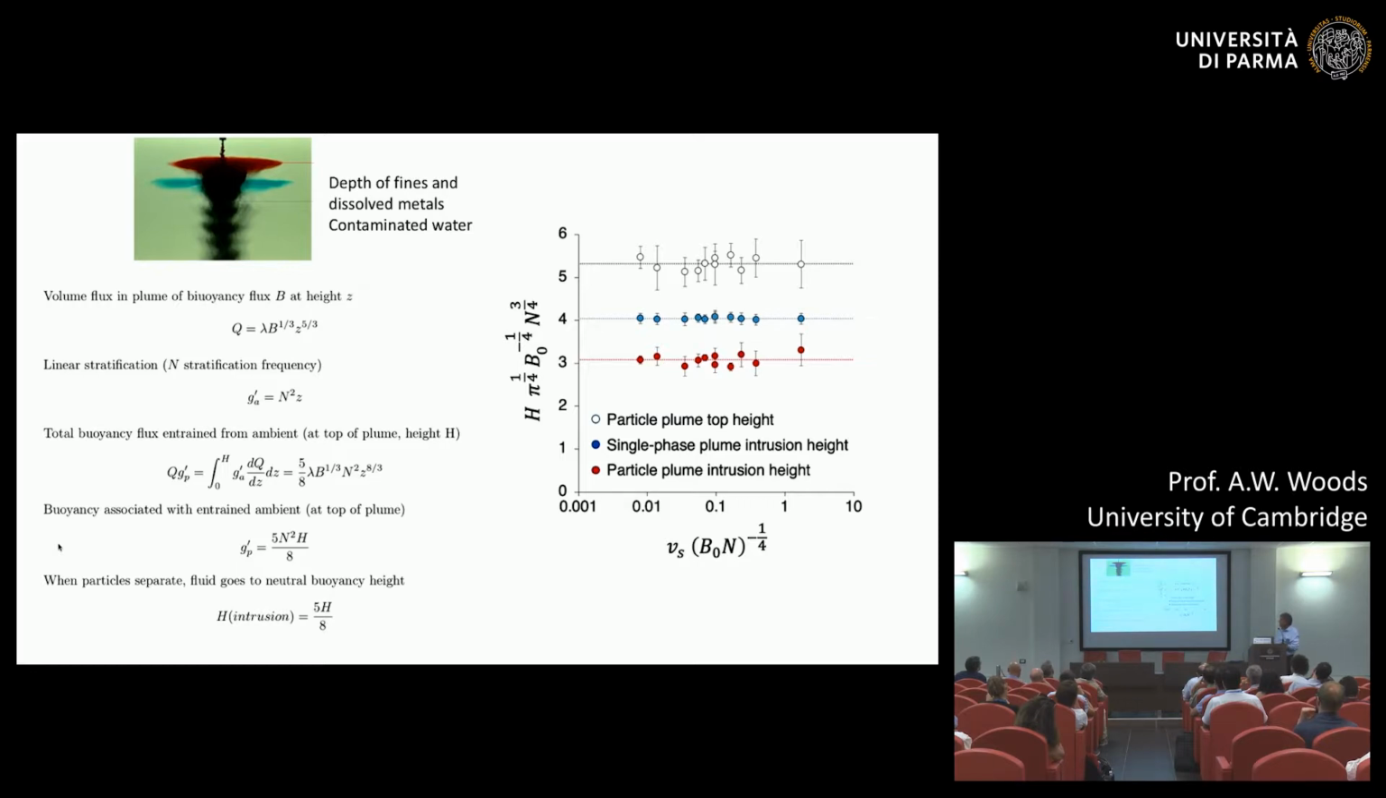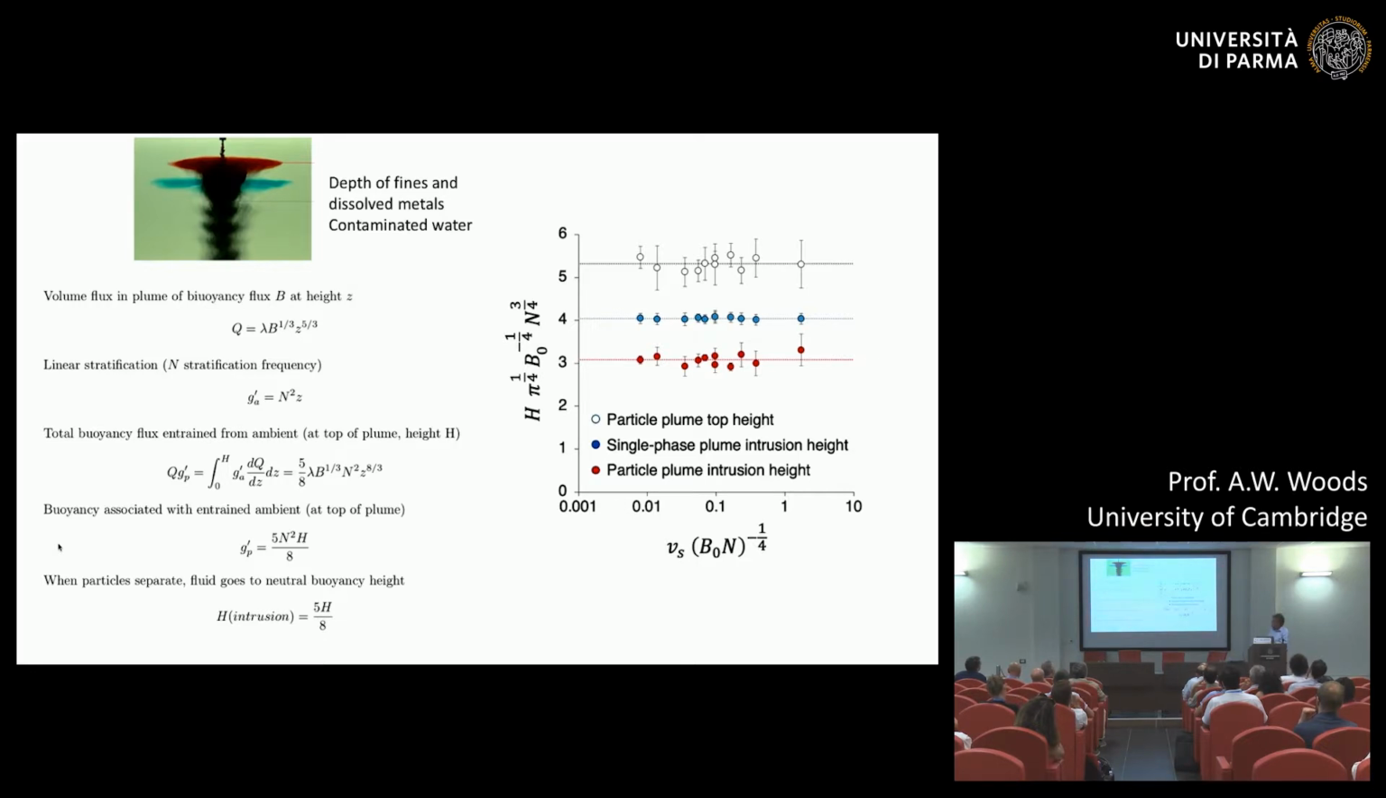Okay? And so if we do some experiments, we can look at the height and divide by this scaling for the height. And what you find is the total height is given by the white dots. A salt plume finally spreads out at 4/5 of that height, and this one spreads out at 5/8 of that height. And so the data of these experiments agrees very well with the theory.